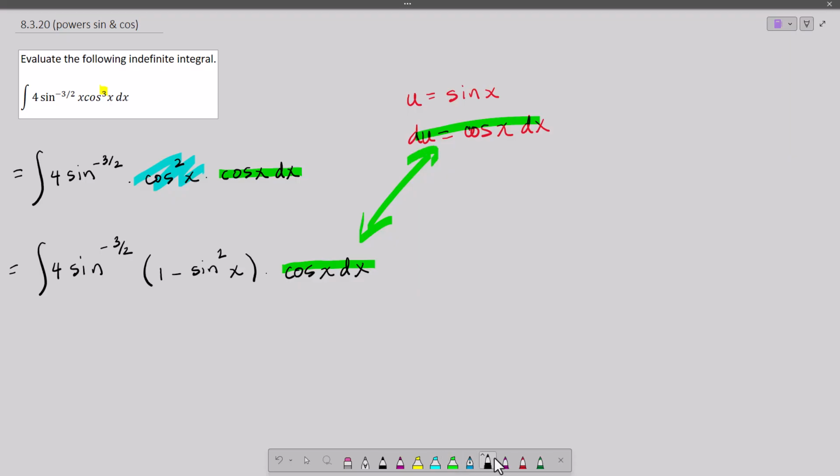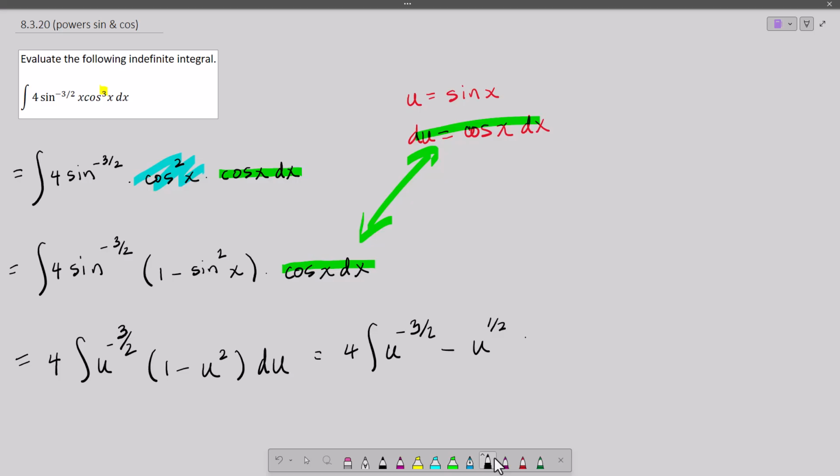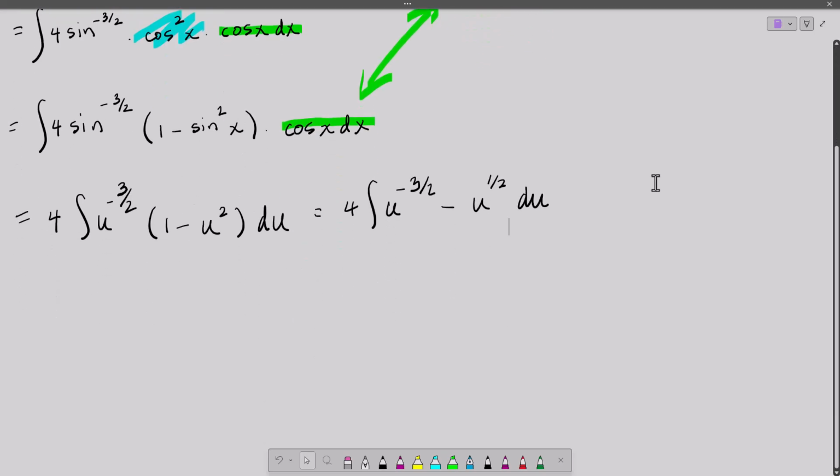So if we let u be sine of x, we can pull that 4 all the way out to the front. We'll have a u to the negative 3/2, 1 minus u squared du. And then we're going to distribute the u to the negative 3/2, so we'll have u to the negative 3/2 minus u to the 1/2. And now we're in a position where we can do integration with the power rule.